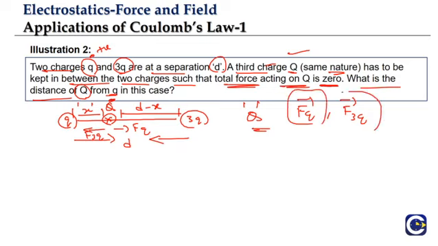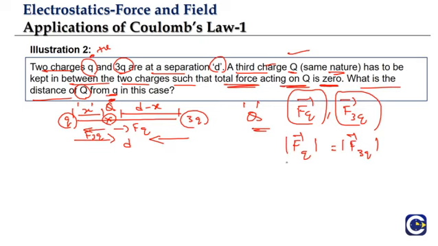So if you have two vectors in opposite directions and their magnitudes are the same, then the net force of the two is going to be 0, because the resultant will be the subtraction of the two forces. If the magnitudes are same, then the resultant is going to be 0. So we are looking at a case where the magnitude of force because of Q will be equal to the magnitude of force because of 3Q.